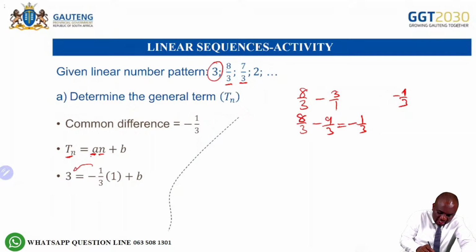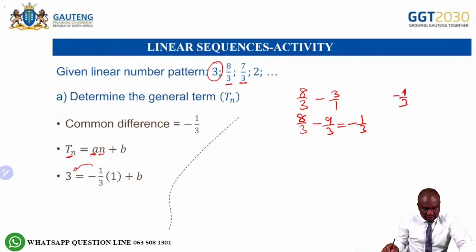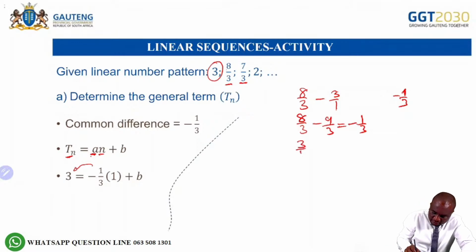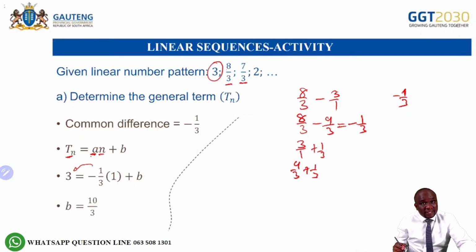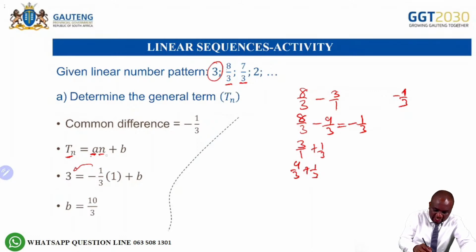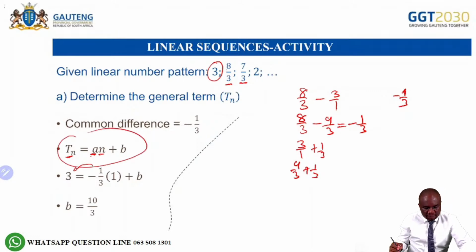If we bring it this side, it becomes 3 plus 1/3. What do you get? 3/1 plus 1/3 becomes 9/3 plus 1/3, which is 10/3. So it means b is 10/3. And then, therefore, let's write our general term. Tn is equal to -1/3 n plus 10/3.